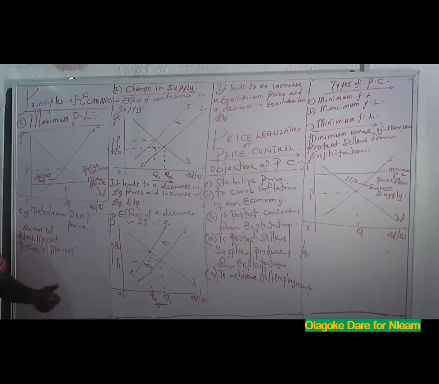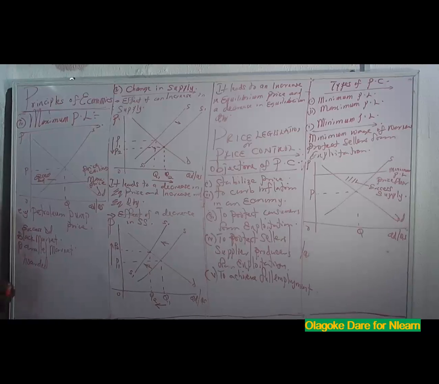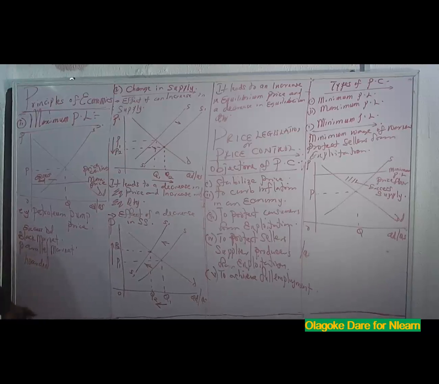And a black market is a market where hoarded goods are sold at high prices to consumers. So the disadvantage of maximum price legislation is that it leads to excess demand, and the excess demand will bring about the creation of a parallel market or black market, so that those goods would be hoarded. And hoarding of goods means you create artificial scarcity so that consumers can buy at a price other than the government regulated price. That's because there's excess demand for that commodity.